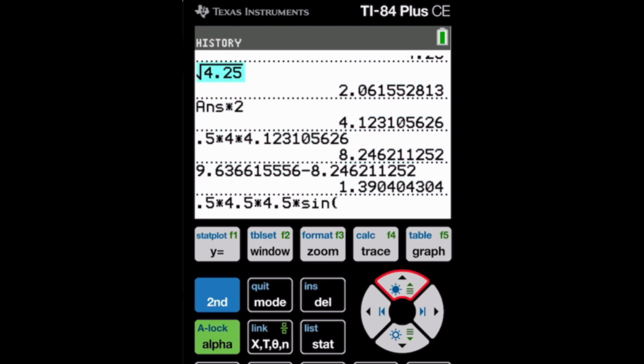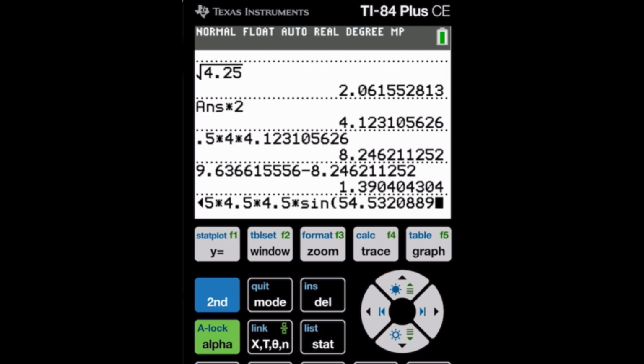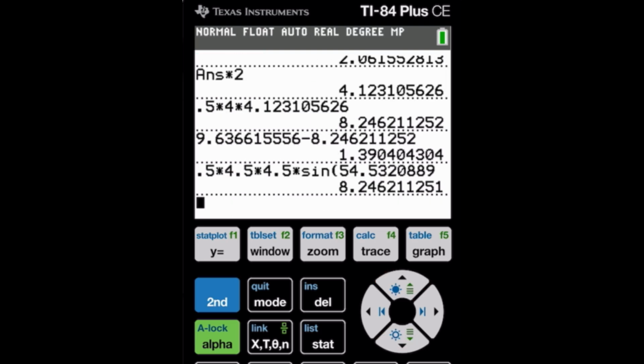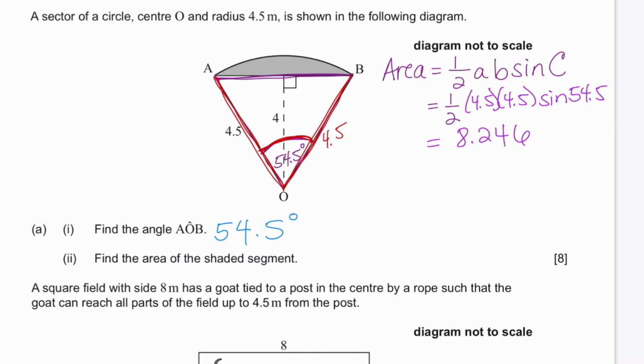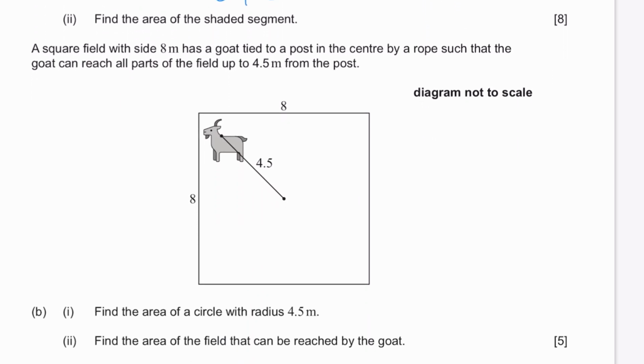And again, that is a number that I can very quickly go back and find so that I don't have round off error. And there you go. I have 8.246, which is exactly the answer we had gotten previously. All right, so now that we found part 1 and part 2, let's continue.